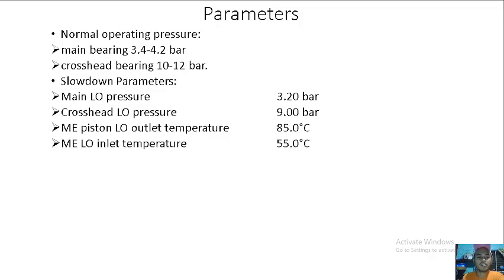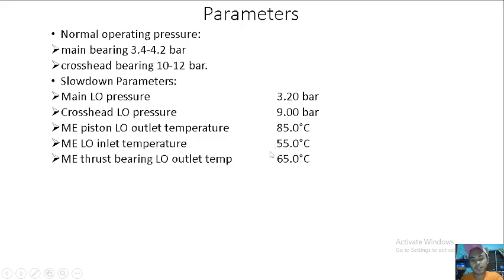So for main engine lube oil inlet temperature, this is the lube oil inlet temperature at 55 degrees Celsius. So it is inlet to the engine. At 55 degrees Celsius, it will trigger a slowdown for the engine.